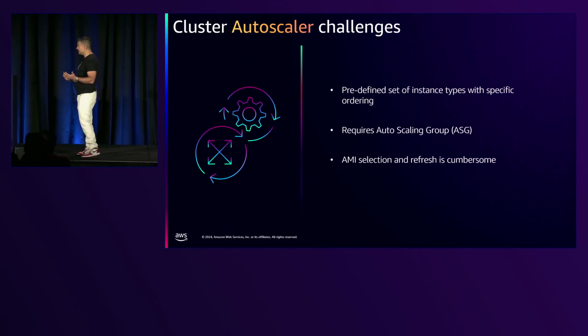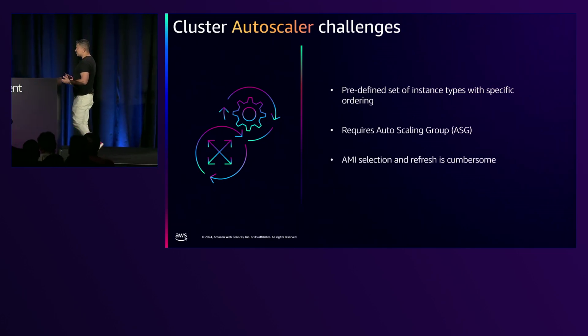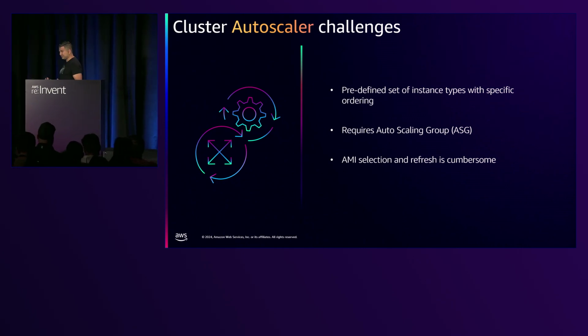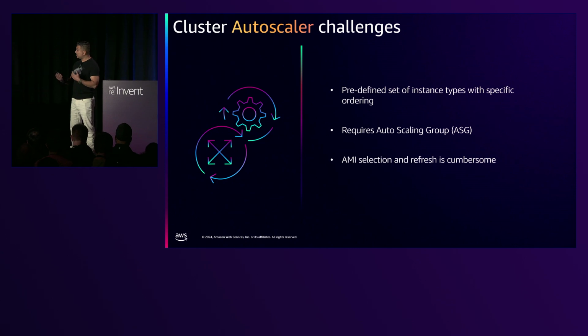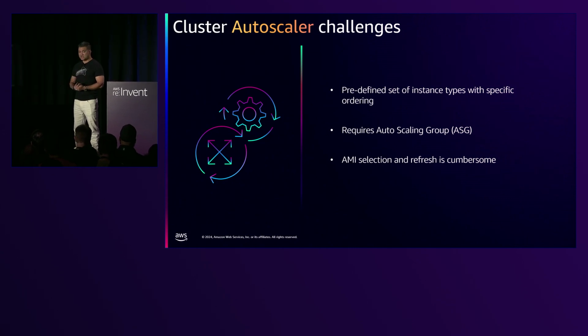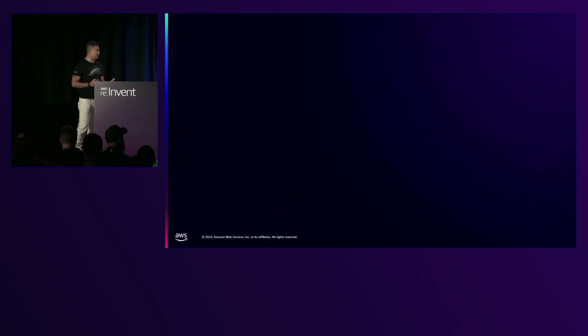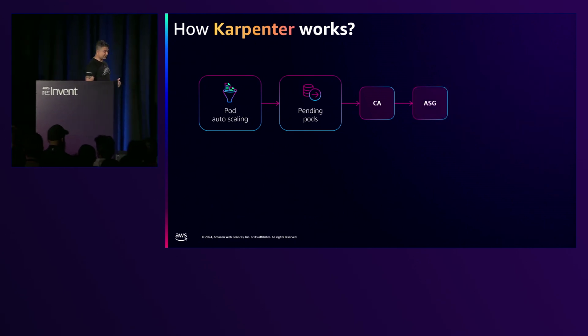And finally, the AMI selection and refresh is cumbersome. For those of you who are running cluster autoscaler in production, you know you have to manage the launch template. Anytime an AMI is changed, you have to go change it, run recycle commands, all that stuff. For that reason, we created Karpenter.